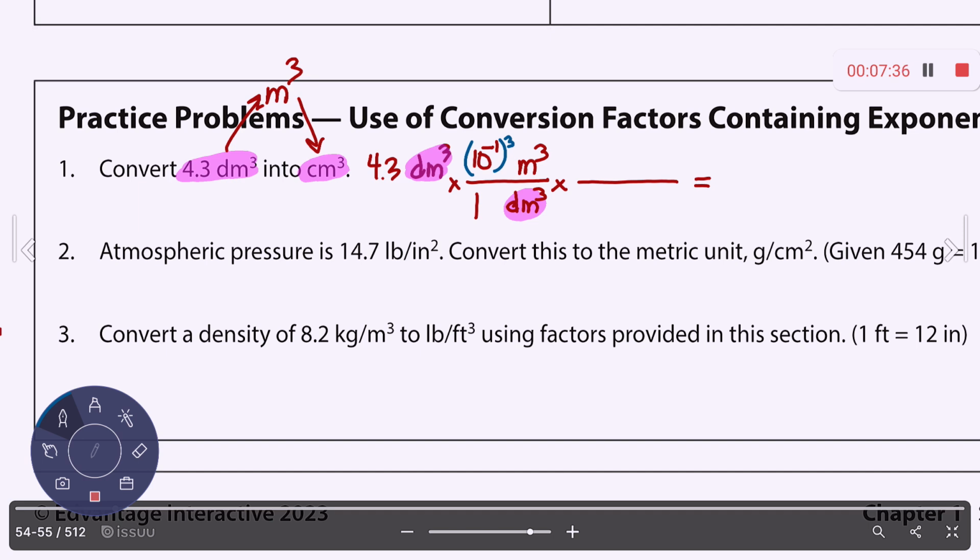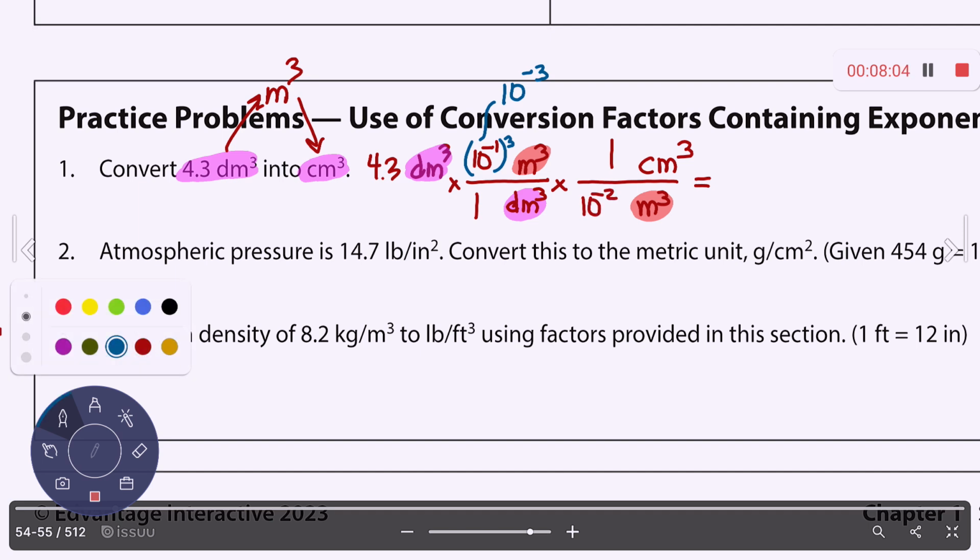If you multiply the exponents, this becomes 10 to the negative 3. And then this unit, meters cubed, will come down here. And then we're converting to centimeters cubed. Where do I put the number 1? On the top, next to the prefix. Centi is 10 to the negative 2.